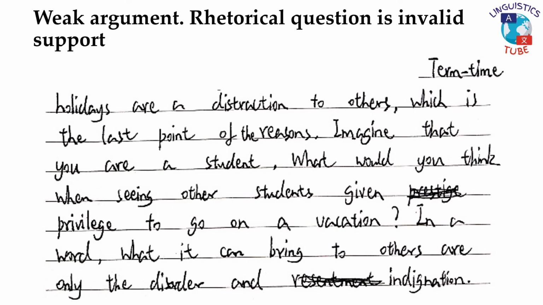Let's now look at some weak attempts at supporting the argument. In short, the only support of the topic sentence is a rhetorical question. Firstly, it is not a valid form of evidence, and secondly, it uses common sense, because a rhetorical question assumes that the reader will work out the answer. You must avoid this.